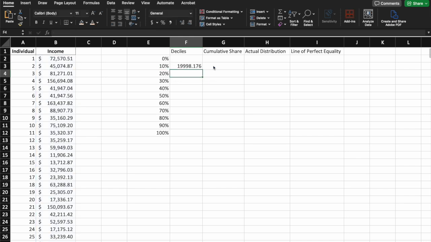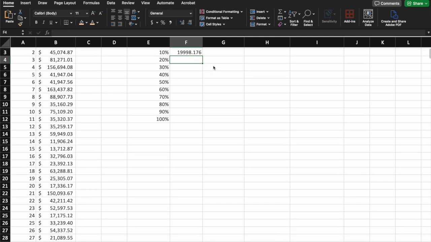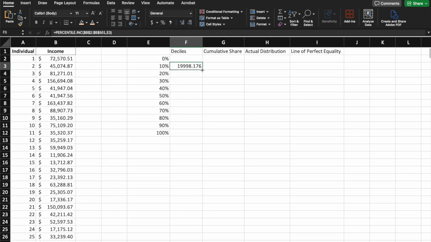This says that if you make that or less, you're in the bottom 10th percentile of incomes in this economy. So we're going to want to get that number for all of these. So we'll just click and drag this down. Here you can see all of the different amounts that represent the different deciles throughout the economy. So if you make more than $133,000 a year, then you're in the top 10%.